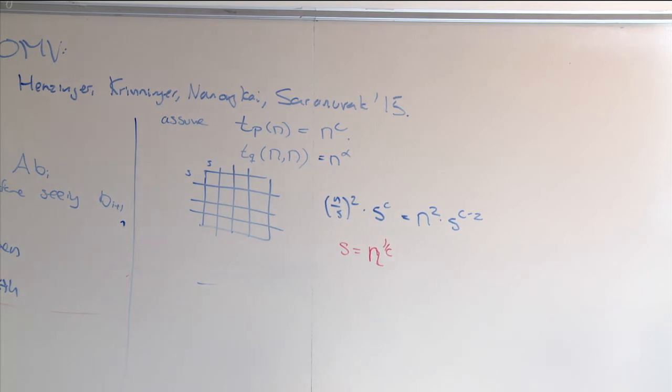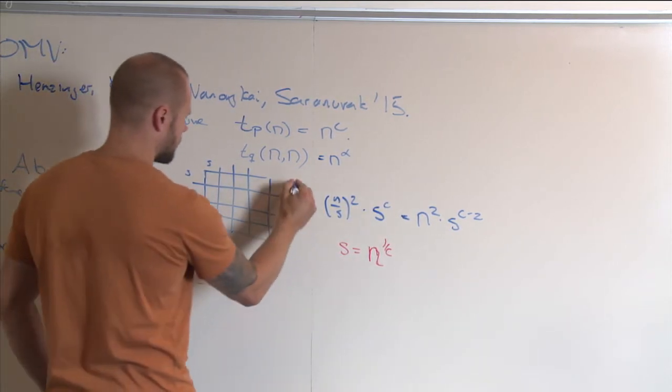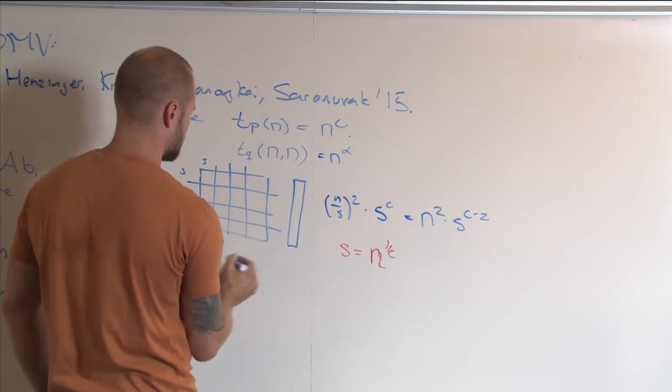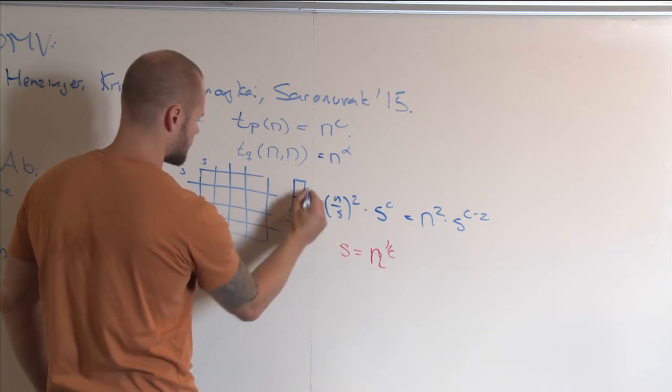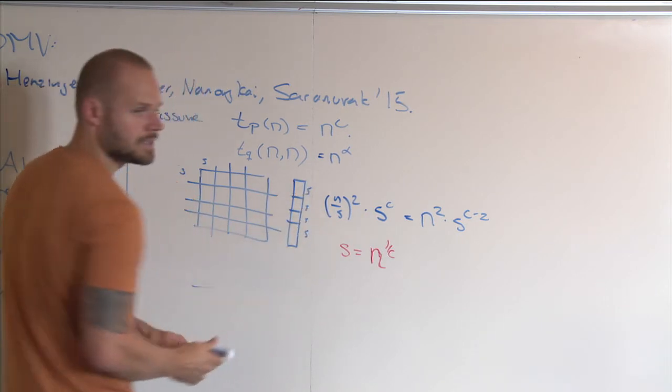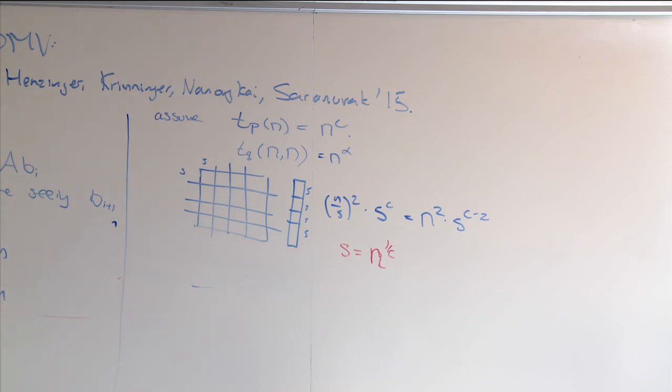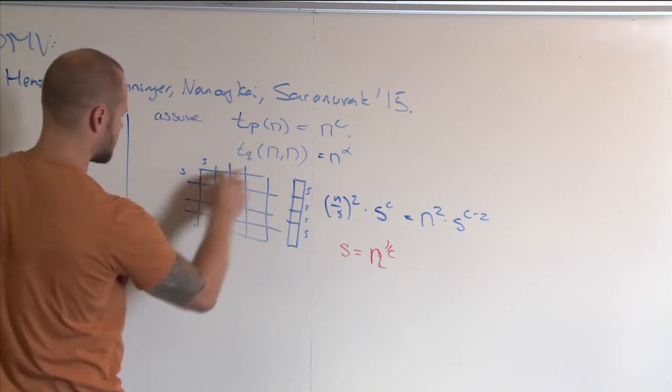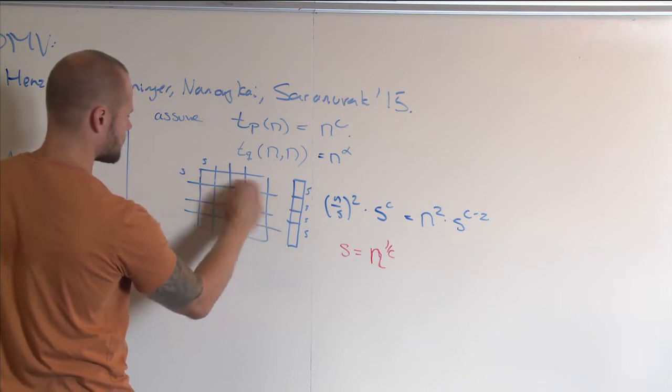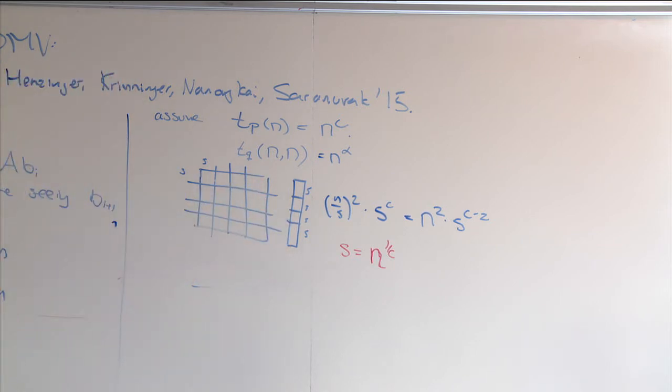And what is the query time? How can I now answer a query? If I have a query like this, I can cut this query into little pieces of s each. And you can see that you can combine the answers. I can answer this query on this matrix, this one on this one, this one on this one, this one on this one. So I get one on each of these little ones, and that's going to answer one of the queries.